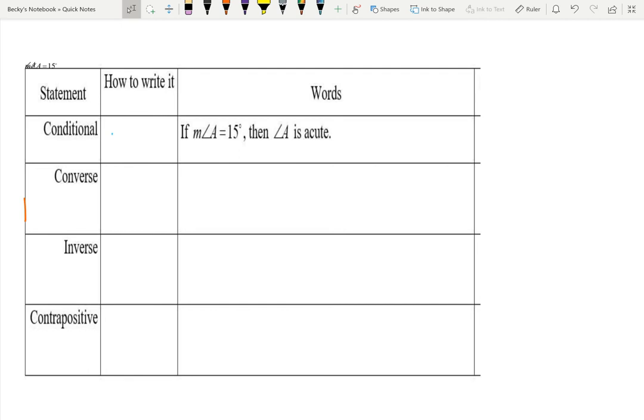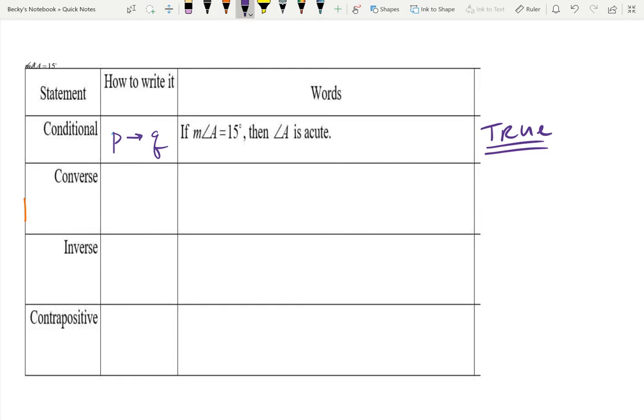Now, we already know the conditional statement. This is what we've been dealing with so far. If angle A equals 15 degrees, then angle A is acute. Guys, our conditional statement is always going to be considered true. Okay, so even if you don't agree with it, we're going to say it's true. And that's always that way.